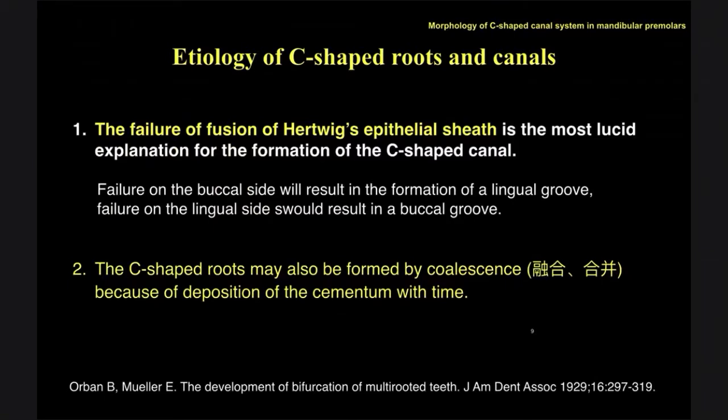The etiology of C-shaped roots and canals. The failure of the fusion of the Hertwig's epithelial root sheath is the most lucid explanation for the formation of the C-shaped canal. If the failure is on the buccal side, then it will result in the formation of a lingual groove. And a failure on the lingual side will result in the buccal groove.